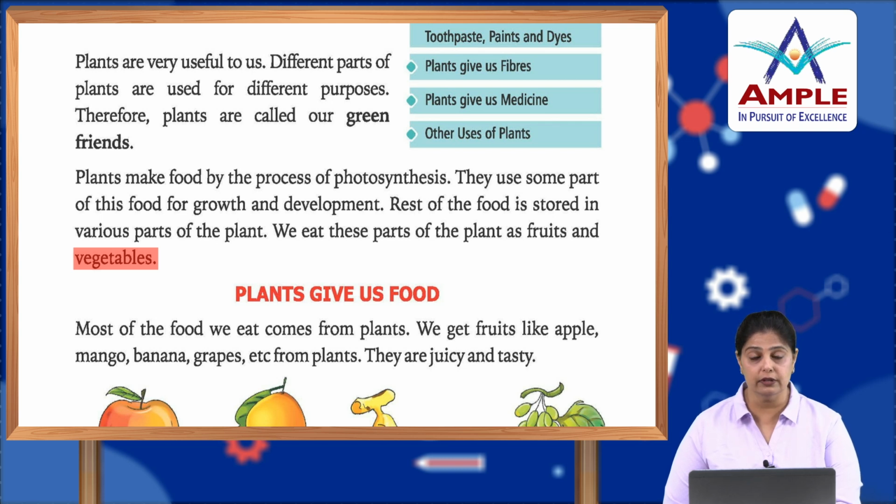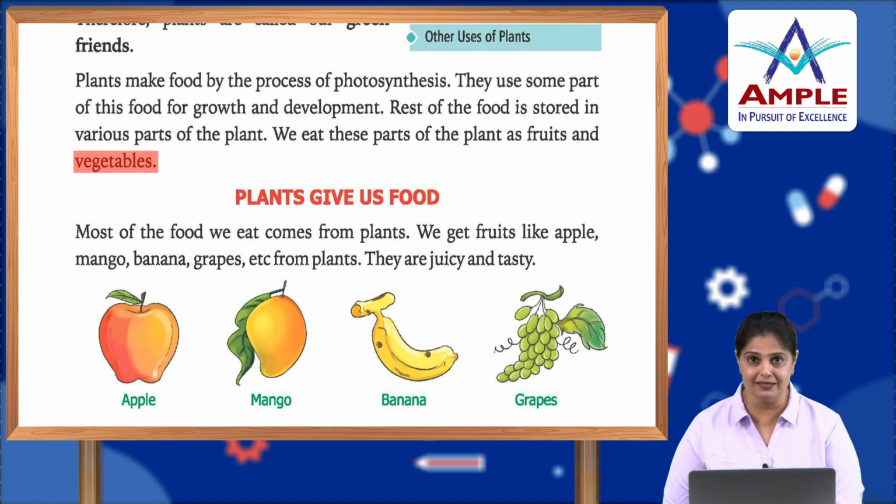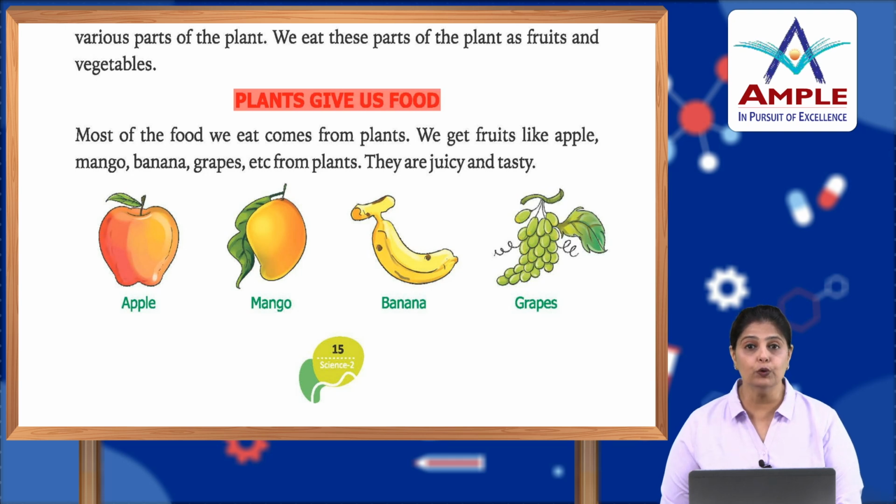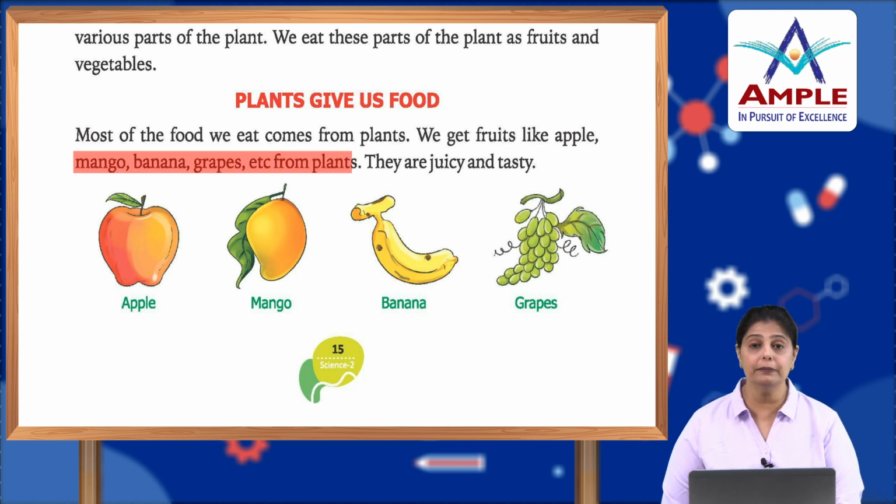This food that is prepared is used for the growth and development of the plant. The rest of the food is stored in the various parts. Now we eat these various parts of the plant. What is it that we eat? We eat fruits, we eat vegetables that we get from the plants. Now plants give us food. Most of the food we eat comes from plants. We get fruits like apple, mango, banana, grapes, etc. from plants. They are juicy and tasty. Aren't they very delicious? Don't you enjoy eating them?